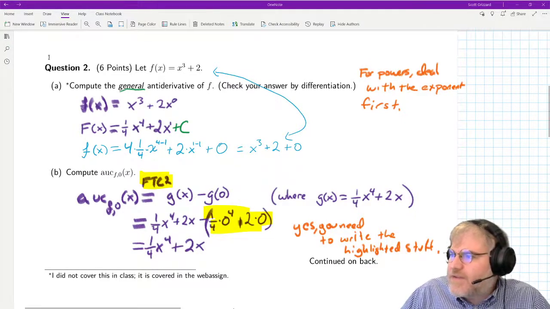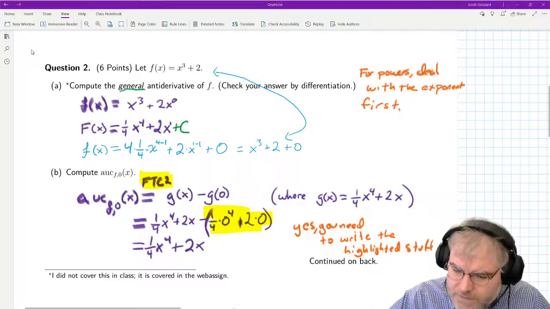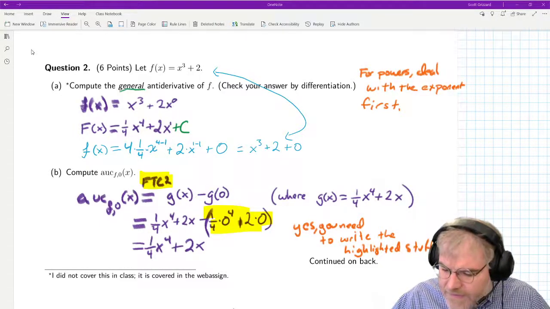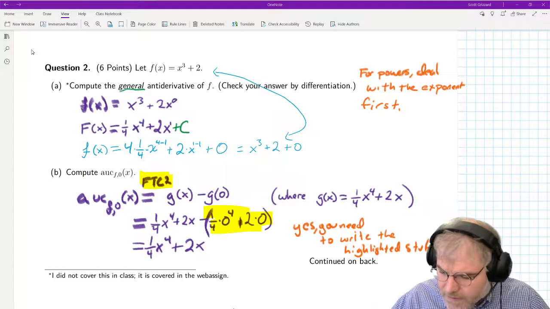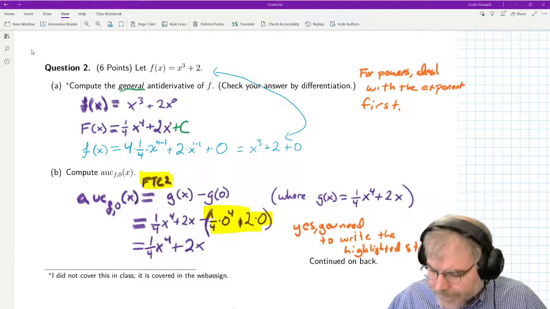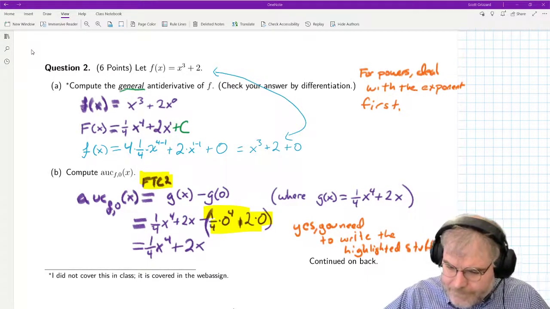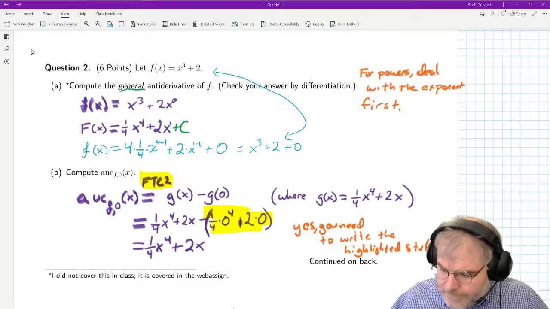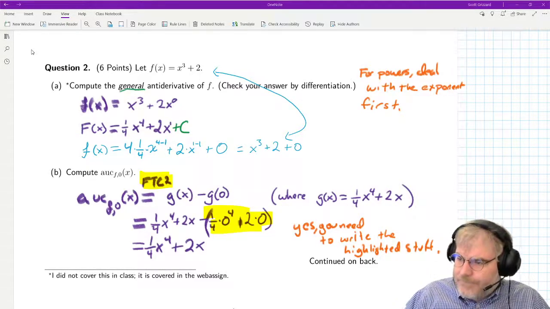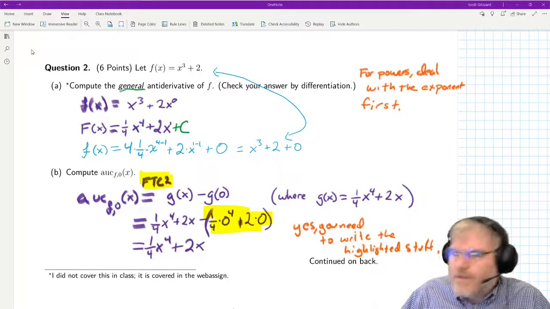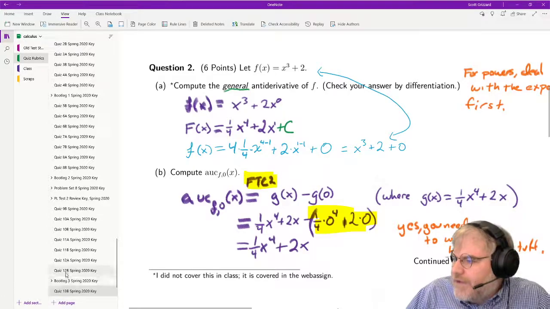Did I mess up something in the notes? Is that what I'm hearing? That is entirely possible. It is entirely possible that I messed it up when teaching, in which case I feel really bad. No, I did it right in the notes. Okay. Let's see. Let's look at the notes.